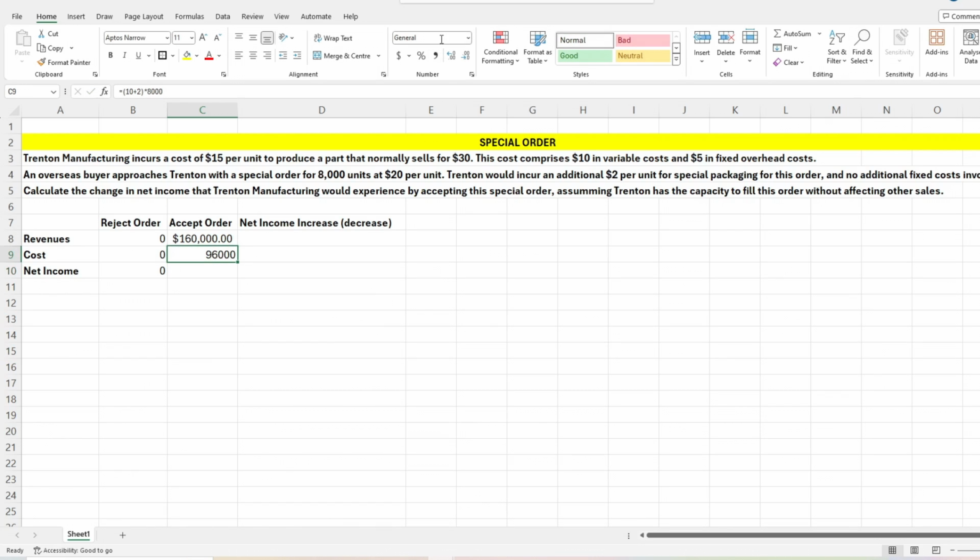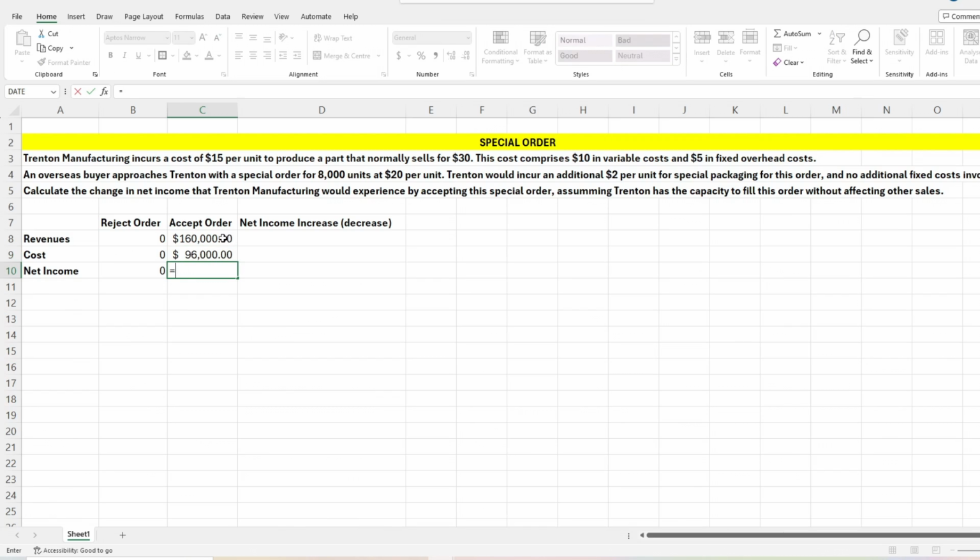And that gives us our cost. So the reason why in our cost we only do 10 plus 2 and we're not including our $5 in fixed overhead costs is because fixed overhead is associated to everything. Fixed means it's fixed, it doesn't change. So with this special order, our fixed cost isn't changing, so we don't have to count it. It's included even if we accept it or not. That's why we don't include it.